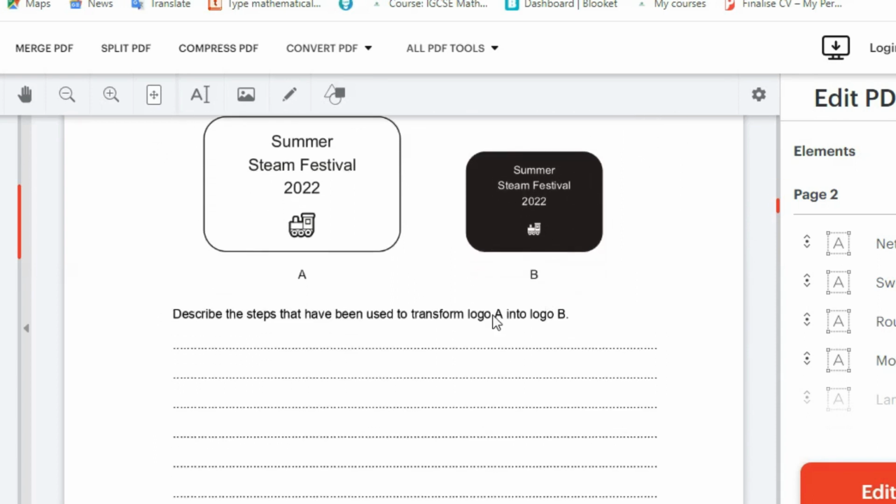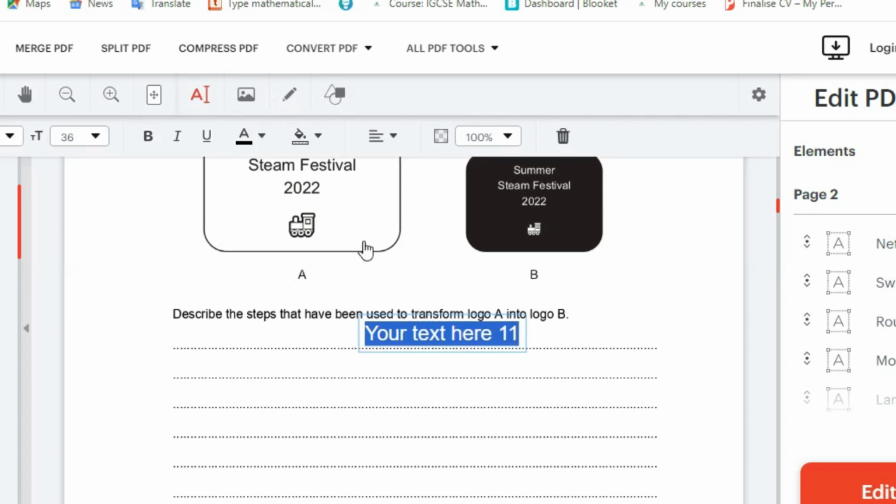Describe the steps that have been used to transform logo A into logo B. So how has this been transformed to this? That is all you are told to do. So the first thing is to what? Click on the shape A or the logo A, anyone you decide to write. That's the first thing you do.